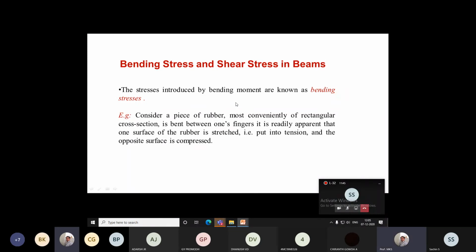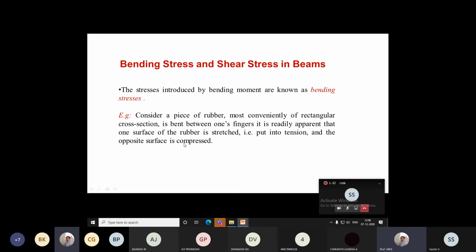Bending stress is the one which is induced due to the bending moment. So due to the application of the moment, the beam is going to bend. Due to that effect, the stresses induced we call a bending stress. Just for an example, if you hold a rubber in a finger and apply forces at the end, it is going to sag or hang, right?